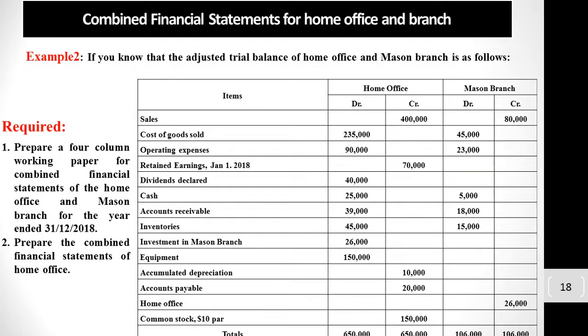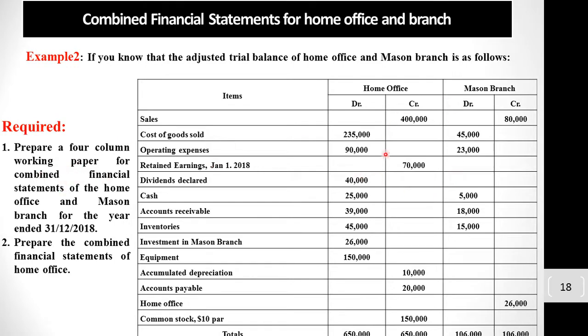Here is example 2. You know that the adjusted trial balance of home office and Mason branch is as follows. You have the adjusted trial balance for the home office and its branch called Mason. We have these accounts: sales, cost of goods sold, operating expenses, all these accounts for the home office and for Mason branch. And you are required to, number one, prepare a 4-column working paper for combined financial statements.